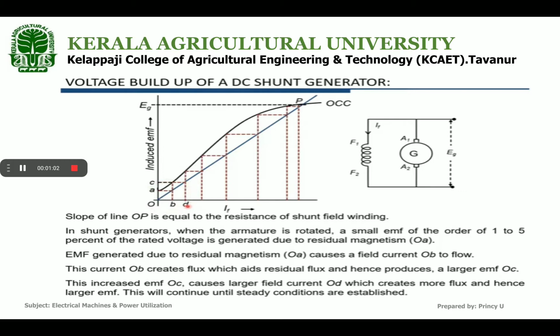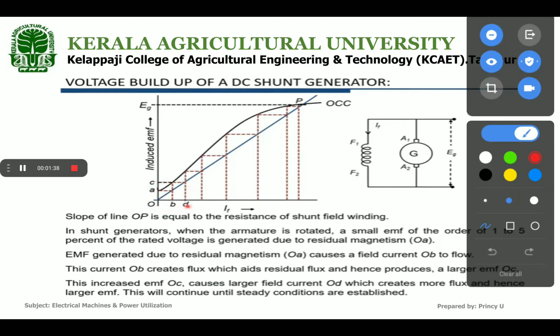When the armature rotates, it cuts the residual flux and produces an EMF, which is only a small percentage of rated voltage, that is residual voltage. This OA represents the residual voltage, due to residual magnetism on the pole. The EMF generated due to residual magnetism, that is this OA, causes a field current OB to flow through it.